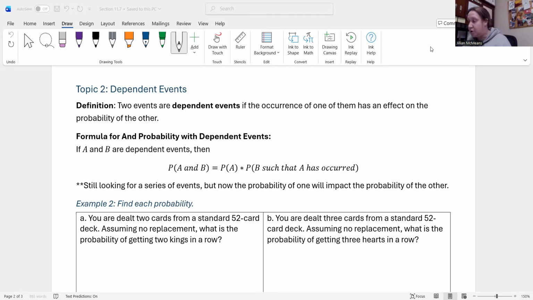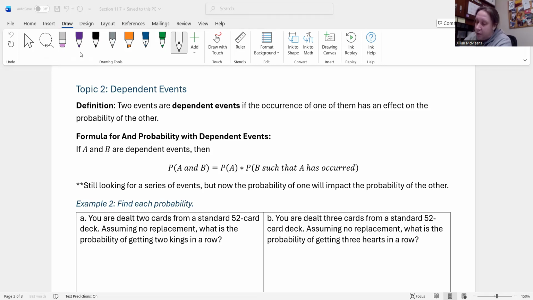Okay, for topic 2, we're going to look at dependent events. So remember, we're talking about probability for events involving "and." What I told you in the previous video is that when we're talking about "and" probabilities, we don't necessarily see the word "and," but we're looking for a sequence of events like this, then this, then this. So looking for wording like "things in a row" would be common.